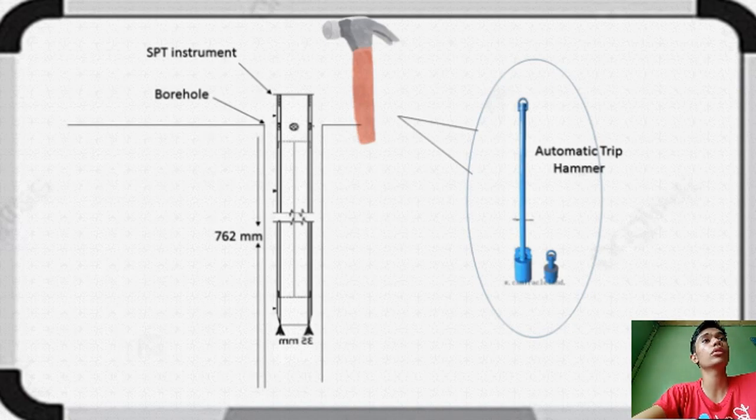This is driven into the bottom of the borehole by an automatic trip hammer, which allows a weight of 622.7 Newton to fall onto a drive head from a height of 762 mm. If you look at the illustration, the instrument for the standard penetration test is driven using the automatic trip hammer. You will also see a hammer in the illustration, but it is not the actual hammer, just a representation. What does the driving is the automatic trip hammer.